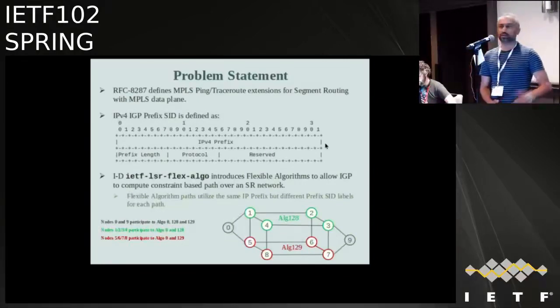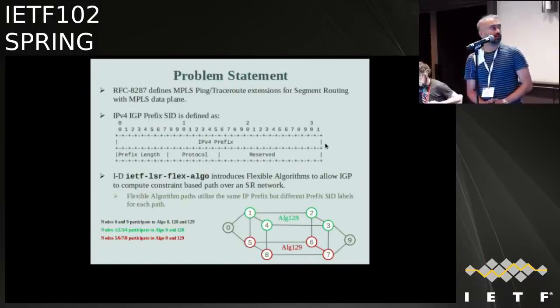So I just use a sample topology as an example. Here the default algorithm is supported by every node, and then the green nodes support algo 128, and the red ones support algo 129 in addition to that. So if you go to the next one.